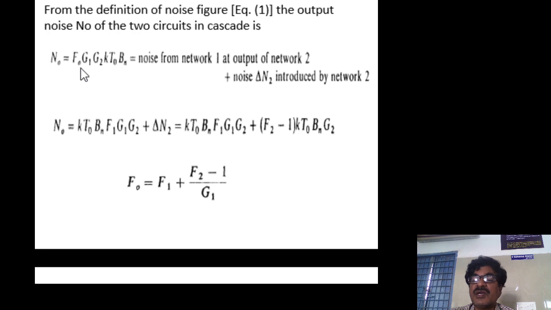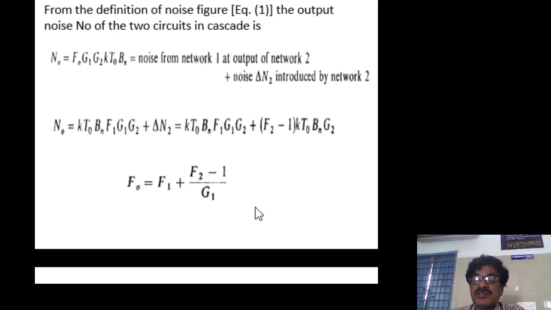Therefore what is F naught? F naught equals this left side part, G1 G2 kT naught Bn, divided into the two terms of the right hand side equation. Hence F naught comes like F1 plus F2 minus 1 divided by G1. So this is the noise figure equation for the two-stage cascade network.